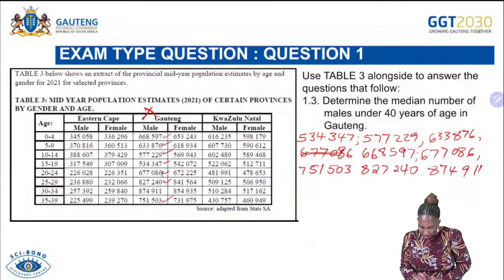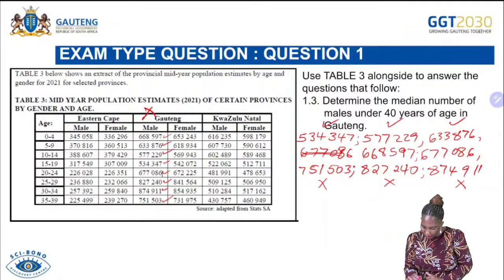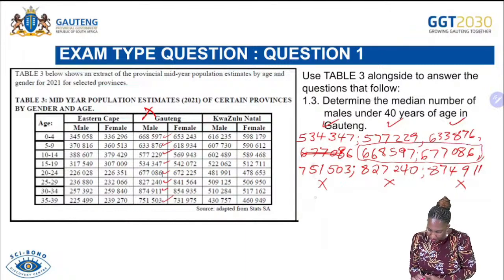Now we want the median. How many are they in the data set? Let's check. It's 1, 2, 3, 4, 5, 6, 7, 8. So 1, 2, 3, 4, 5, 6, 7, 8. Now there are 8 in the data set. Let's quickly check. These are my 2 values now, the middle values, because we are looking for the median.